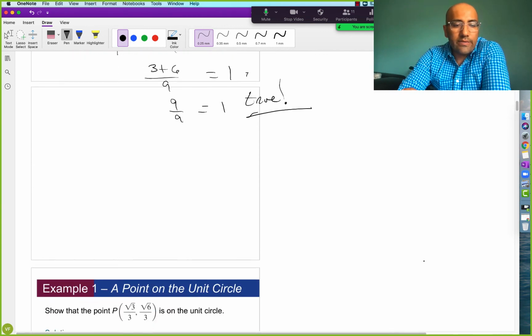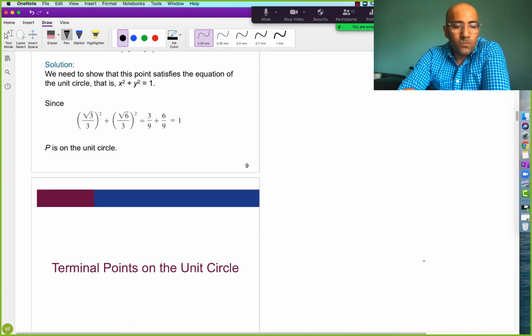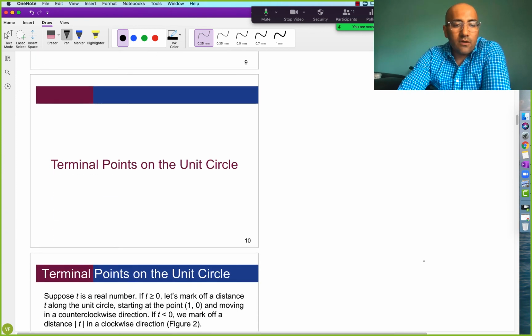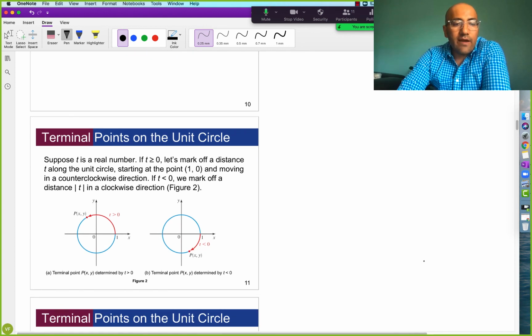Okay, so showing that that point was on the unit circle is pretty easy. We're going to define something called terminal points on the unit circle, and we're going to define them with this t value, lowercase t. So suppose t is a real number, a positive number. For our purposes, t is only ever a positive number.